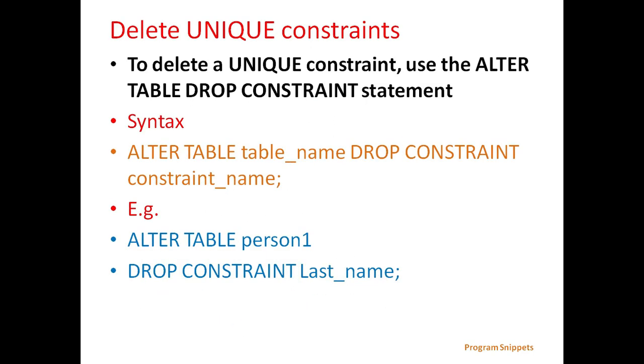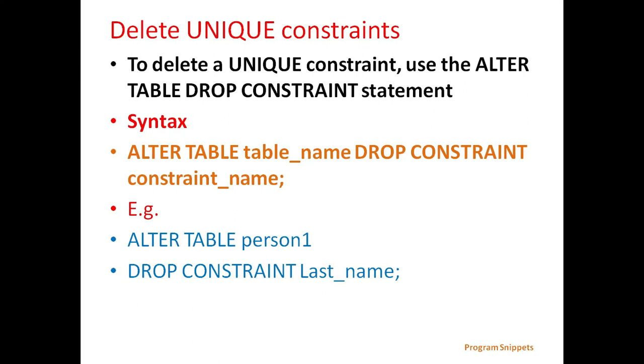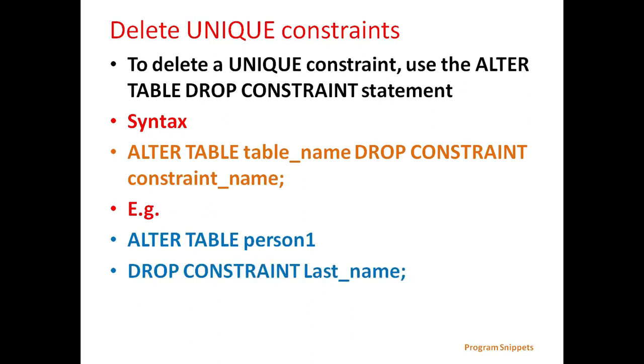To delete a unique constraint, use the alter table drop constraint statement. General syntax is alter table, then table name, drop constraint and constraint name. For example, alter table person1 and drop constraint last name.